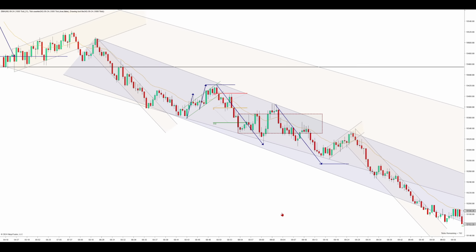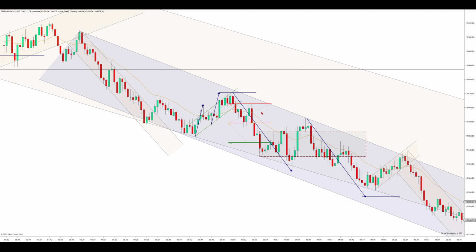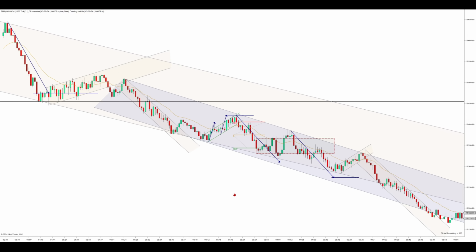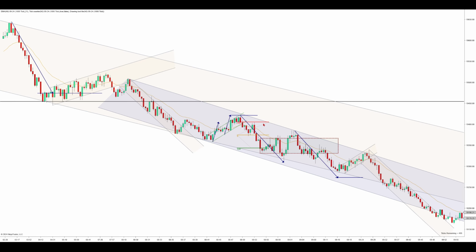Now, if you saw this in real time, this plummeted like a rock right here. A lot of slippage, but it's more like that. But anyway, we push on lower here.